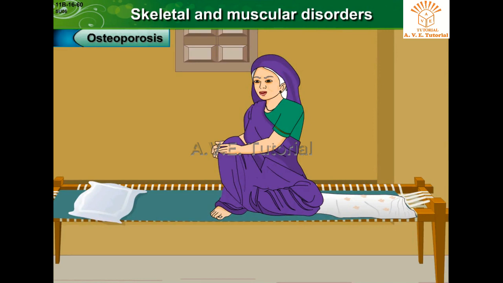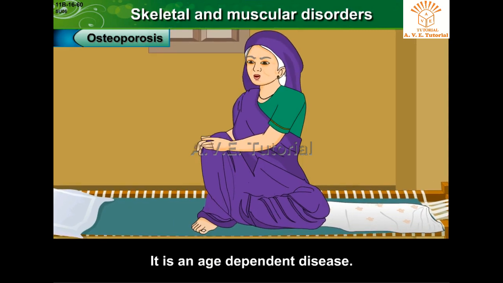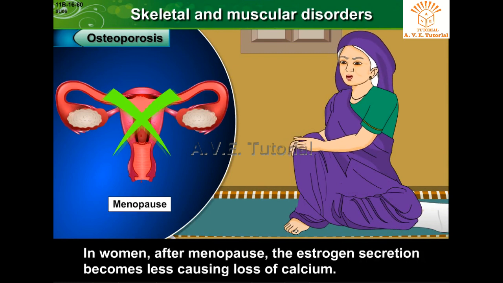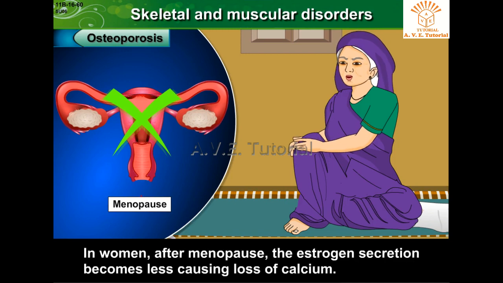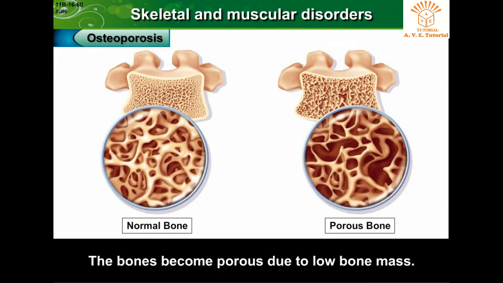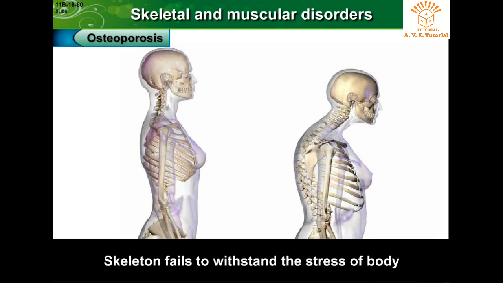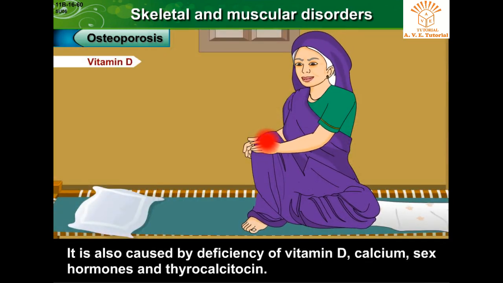Osteoporosis. It is an age-dependent disease. In women, after menopause, the estrogen secretion becomes less, causing loss of calcium. The bones become porous due to low bone mass. The skeleton fails to withstand the stress of the body. It is also caused by deficiency of vitamin D, calcium, sex hormones, and thyrocalcitonin.